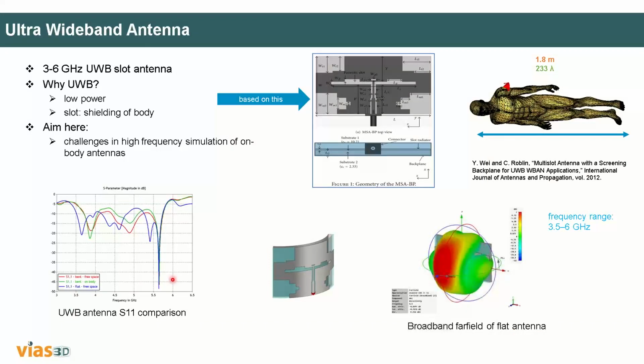Next one is an example of a wearable antenna. Again, it is operating at around 3 to 6 gigahertz. It is a slot antenna like this, you can see here. It is operating at this particular angle, and this is already a paper published in 2012. We are going to place this antenna over a human phantom in a position like this.